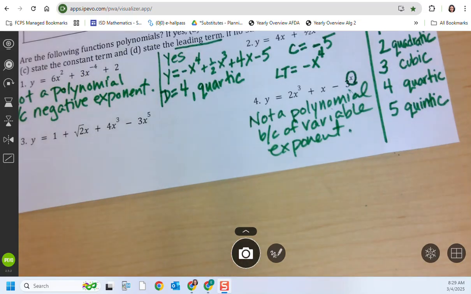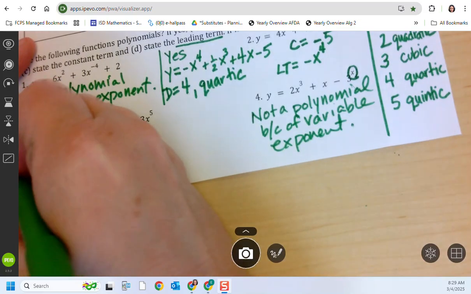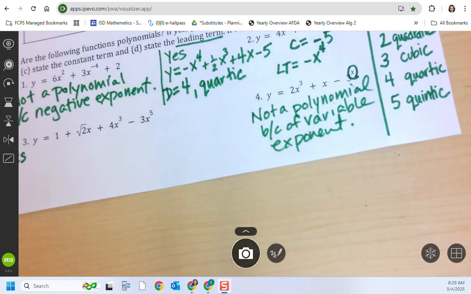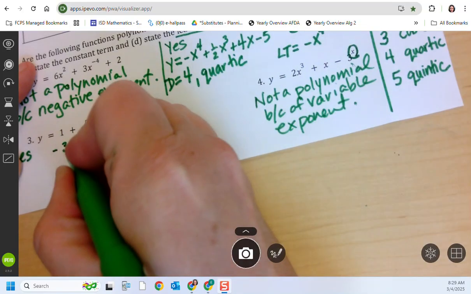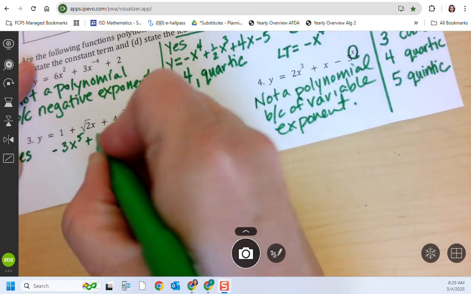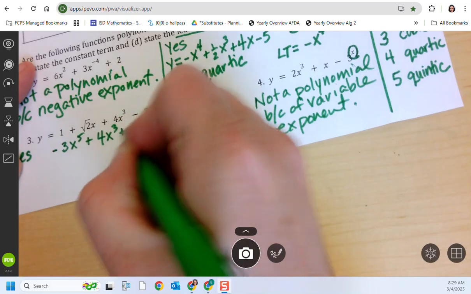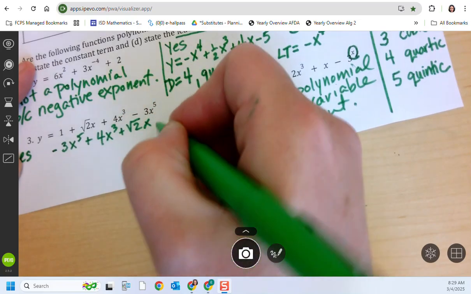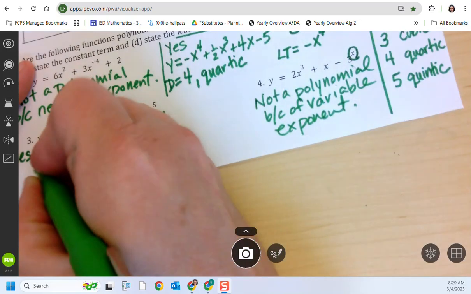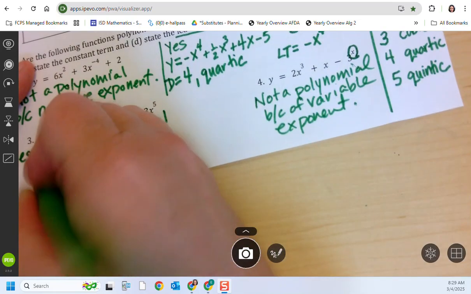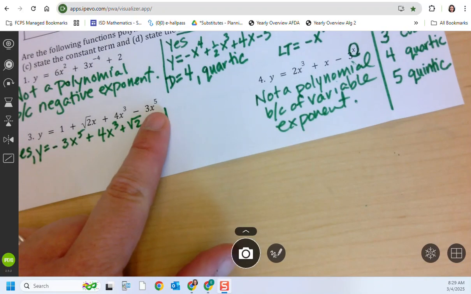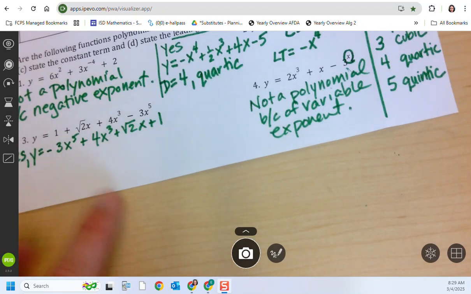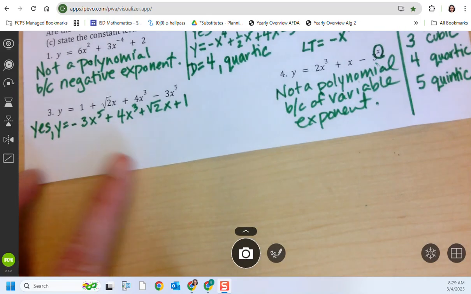Standard form. So we said this is yes, right? Standard form. Raise your hand if you would like to share that one. Sal: -3x^5 + 4x^3 + 2x^2 + 1. And I'm just going to put the y equals in front and you're good. Yes. Okay, it's very good. So notice that the negative stuck on the 3 and everything else was positive. Do you guys have any questions on your standard form?